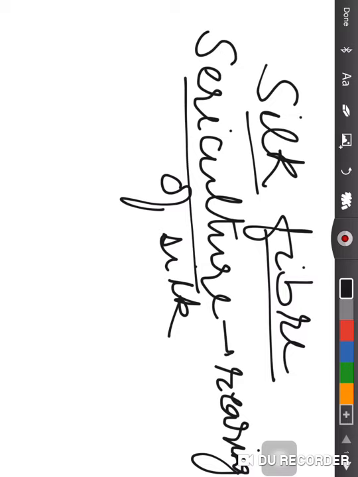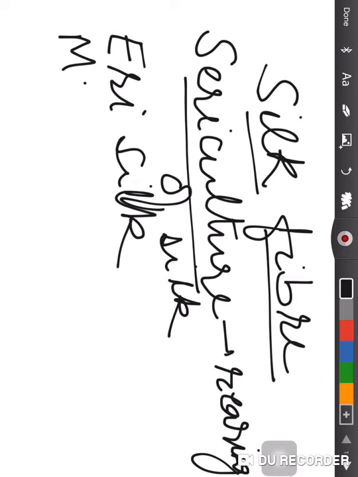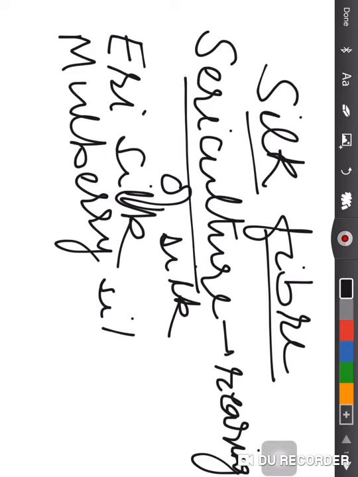Very common silks are found. There are varieties of silk found in India. One is, you must have heard the name, Eri silk. Then a very common silk is known as the Mulberry silk. Mulberry silk. It means these are the cocoons.